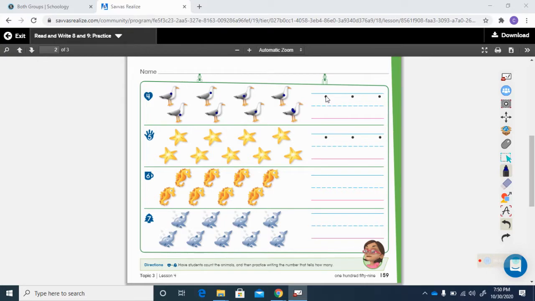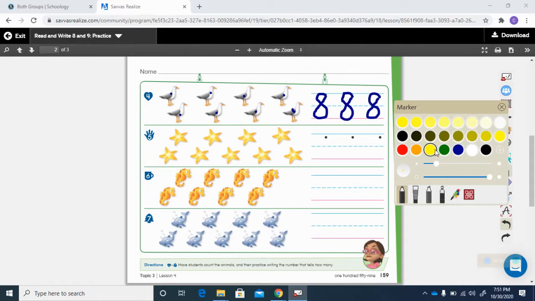Do you remember how to write it? You make an S and come back straight. That is how you make an 8. Try it again. Make an S and come back straight. One more time. Make an S and come back straight. That is how you make an 8. Good job, kindergarten. We're going to go on to number 5, so if you have to pause the video, go ahead.